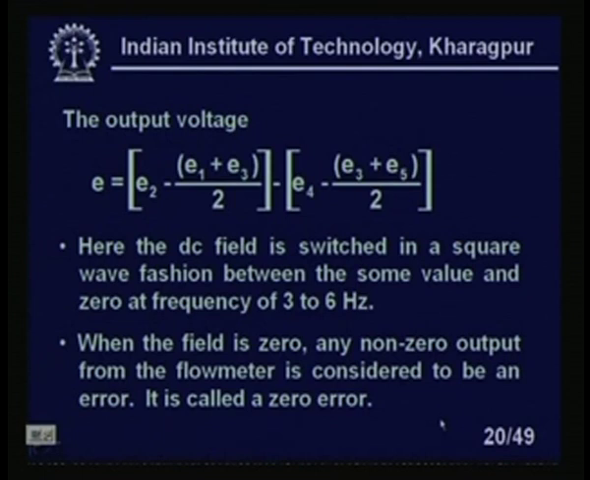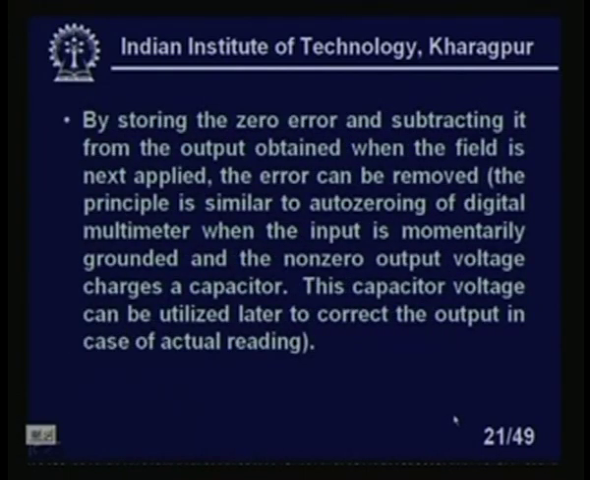When the field is 0, any non-zero output from the flow meter is considered to be an error, called zero error. By storing this zero error and subtracting it from the output obtained when the field is next applied, the error can be removed. The principle is similar to the auto zeroing of a digital multimeter, when the input is momentarily grounded and the non-zero output voltage charges a capacitor. This capacitor voltage can be utilized later to correct the output in the case of the actual reading.